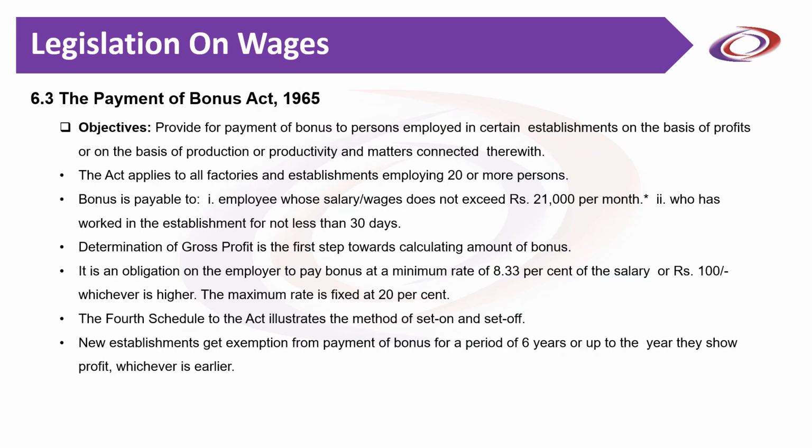Next is the Payment of Bonus Act of 1965. It provides for the payment of bonus to the persons that are employed in certain establishments on the basis of the profits or production or productivity related to the industry. So how will bonus be paid?